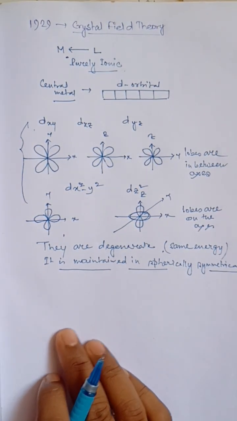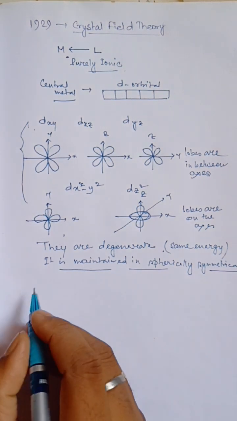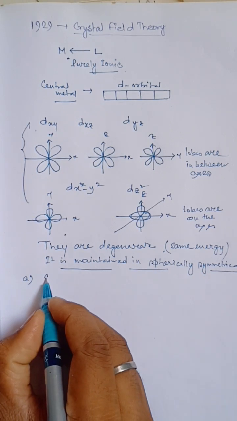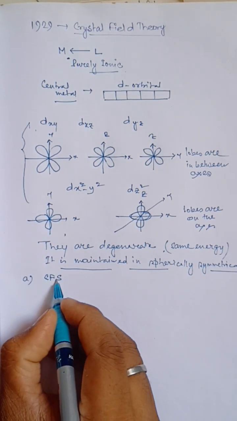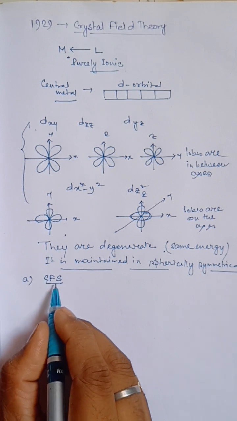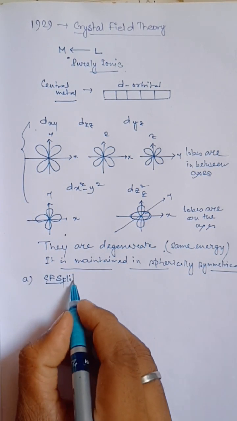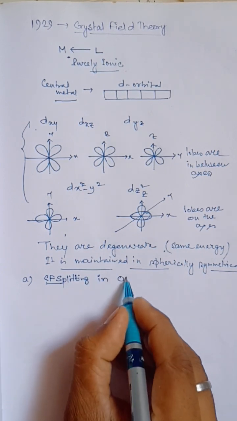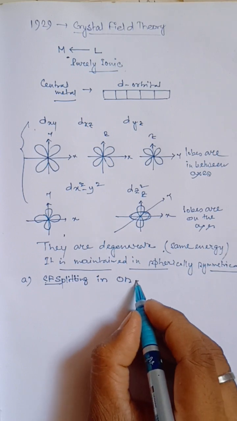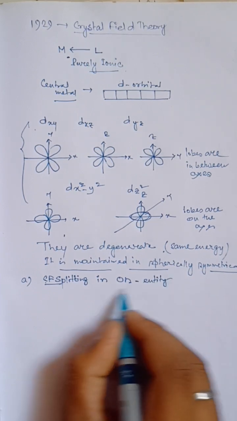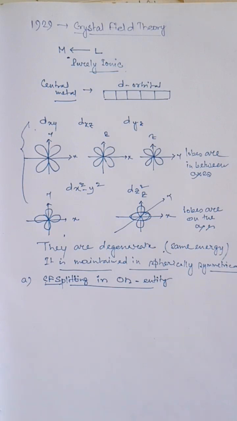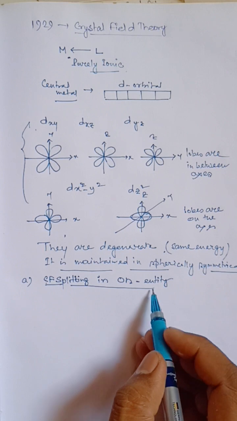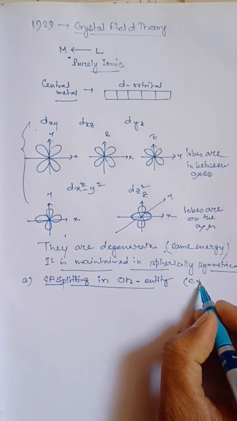Now we have to explain in two cases. First one is the crystal field splitting in octahedral entity. In an octahedral entity, we know that the coordination number is 6.